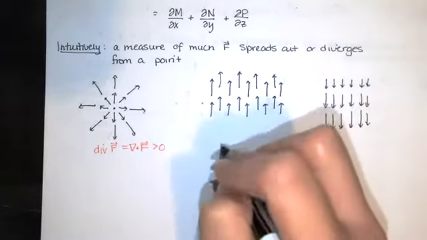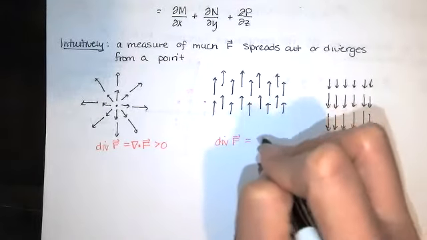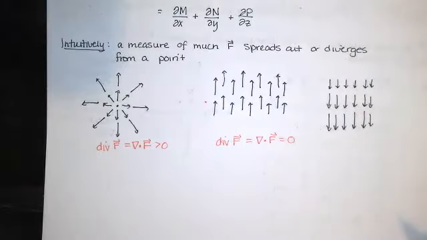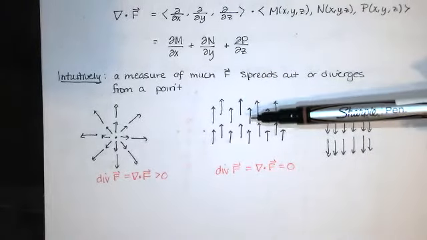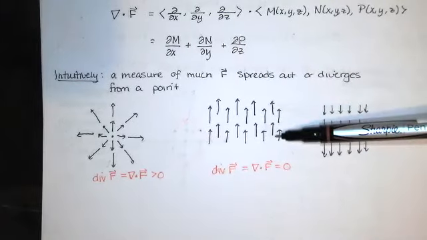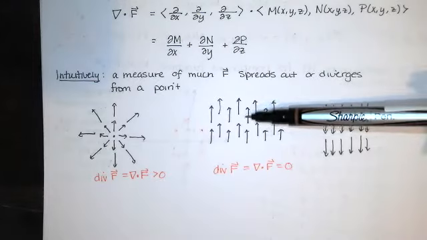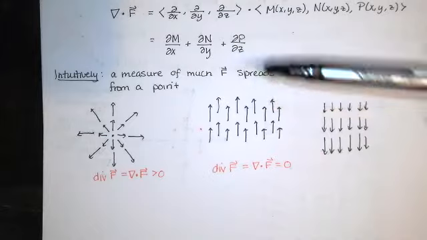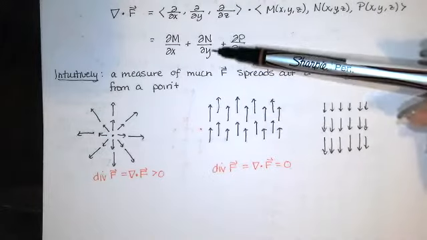Here, divergence is 0. And that's because if I look at the x component of each of these vectors, there's no x component to any of these vectors. The x components are staying exactly the same. Well, they're all 0. So the partial of M with respect to x is 0. What about the partial of N with respect to y? What about the y components? Are they staying the same?